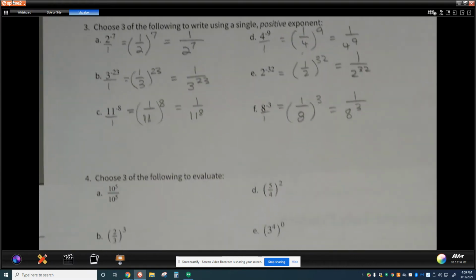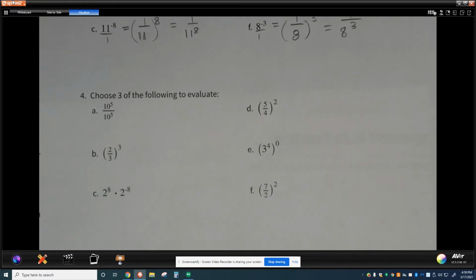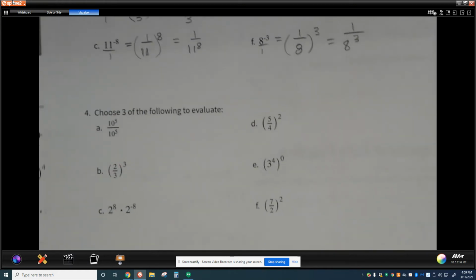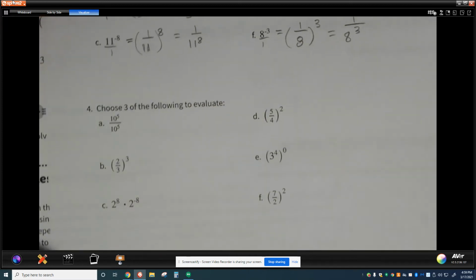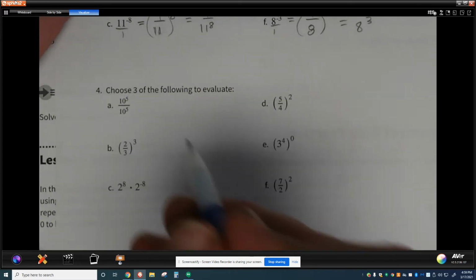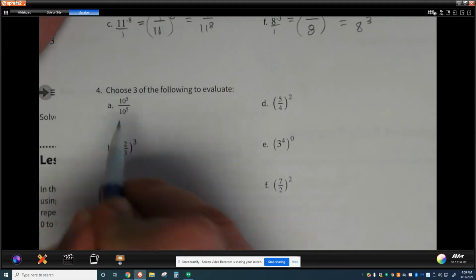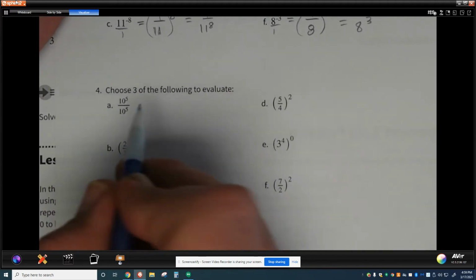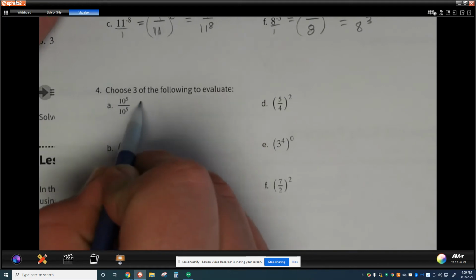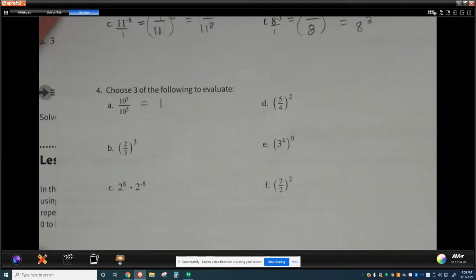Okay. Looking at number 4, this says choose 3 to evaluate. I'm not going to just do 3 again, but when we're talking about evaluate, that means we want to simplify so that there's no more exponents. When we look at 10 to the 5th divided by 10 to the 5th, this is a numerator being divided by the exact same denominator. We know that anything divided by itself is always equal to 1.